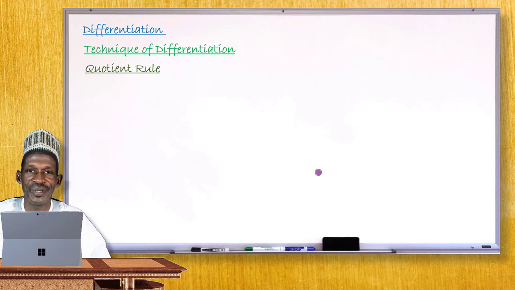Hello, my dear student. Welcome to another edition of your mathematics lesson. Today, in continuation with our main topic, differentiation, we are going to learn the second technique of finding derivatives of some special functions, and that second technique is called the quotient rule. So let's begin.